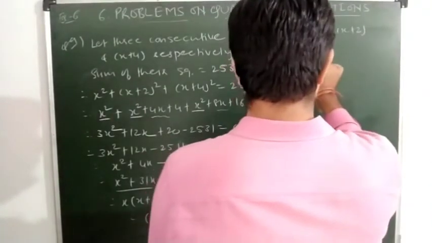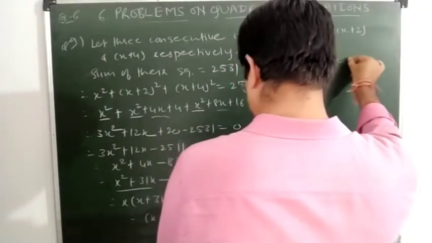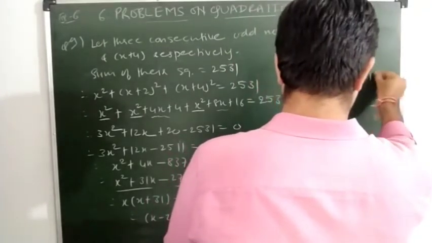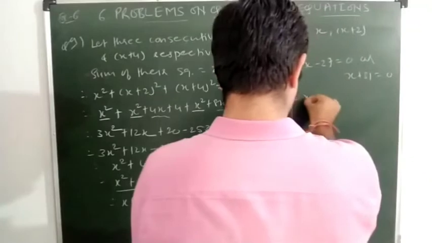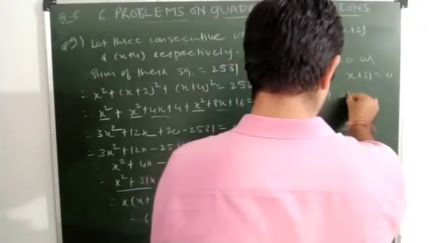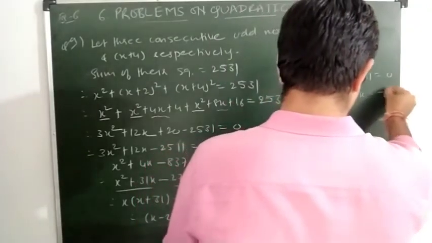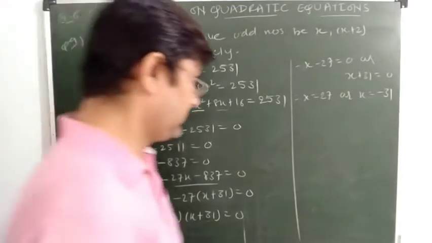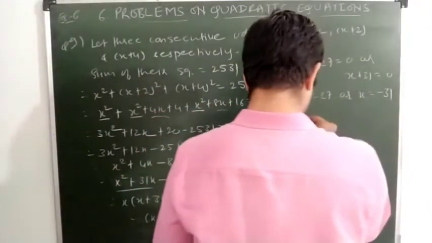Okay, therefore x minus 27 is equal to 0 or x plus 31 is equal to 0. Therefore x is equal to 27 or x is equal to minus 31. Obviously we are going to omit minus 31, we will consider the value 27.